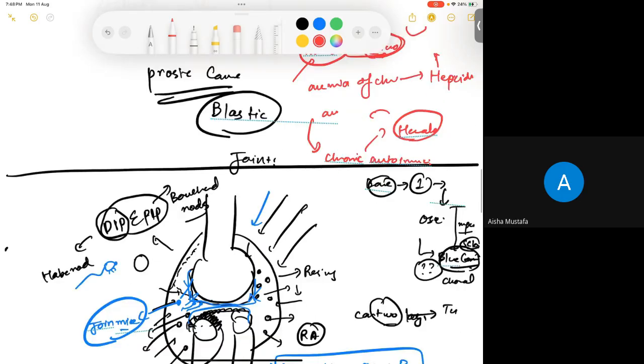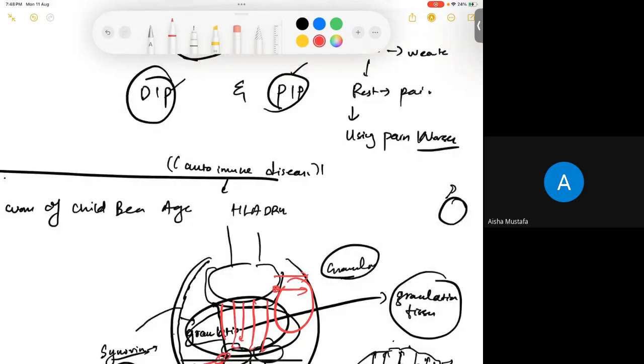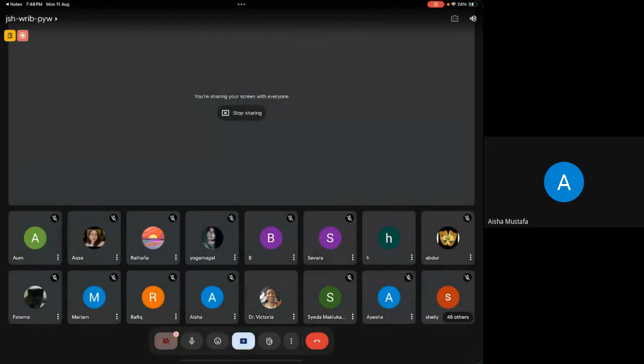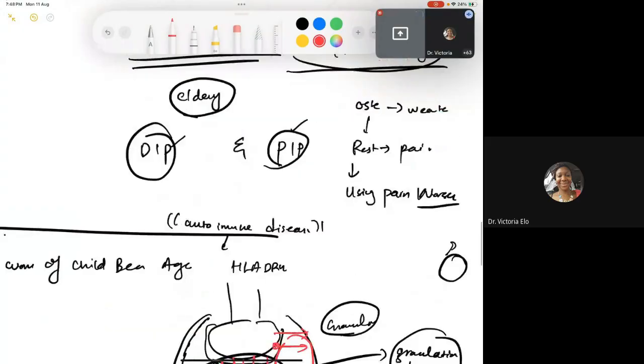The other group of pathology, okay, who is going to give me an overview of this rheumatoid arthritis? It's really important, then we are going to move forward. Let me pick someone for that. Anyone want to volunteer? Any volunteers? Dr. Victoria, yes, please. Okay, I can just try.